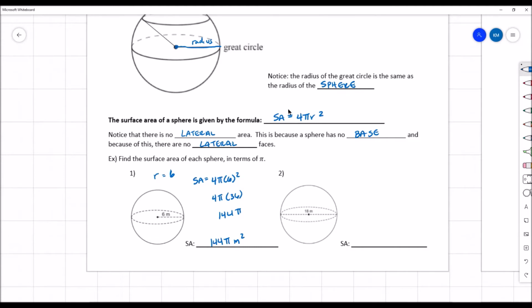Looking at number 2. Okay, we're given the diameter of 18, so we want to make sure that we use the radius. Okay, and so 9 squared is 81, times 4 is 324. Should look with 324 pi meters squared.